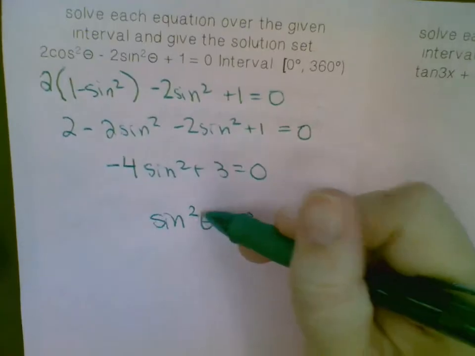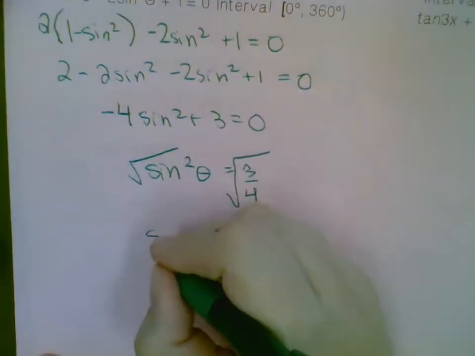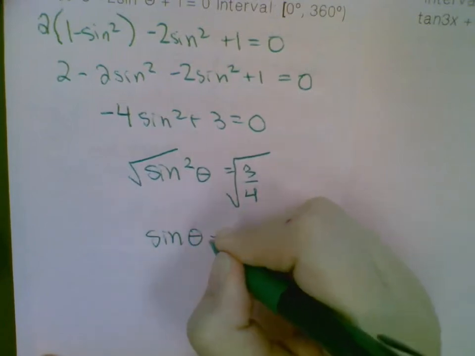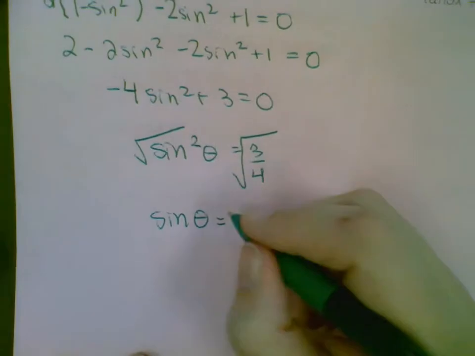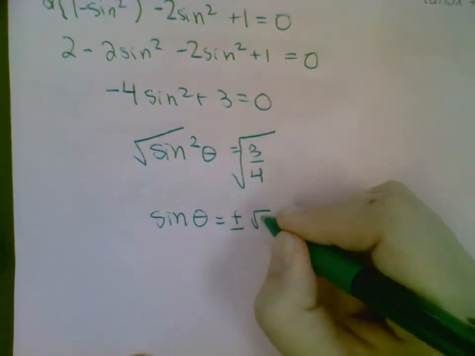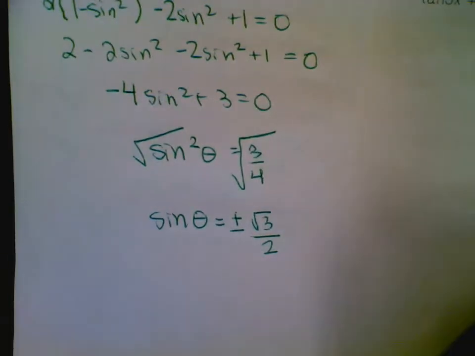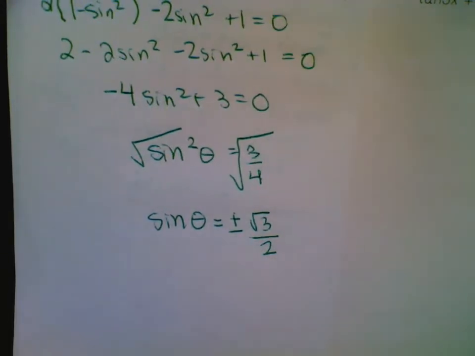And then to get rid of the squared, take the square root. So we have sine of theta equals, remember when you're square rooting an equation, you always have plus or minus. The square root of 3, we can't do that, so it stays. The square root of 4 is just 2. So we get that sine theta equals plus or minus root 3 over 2.